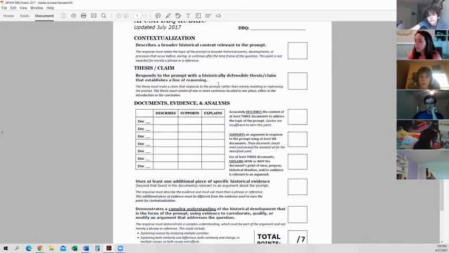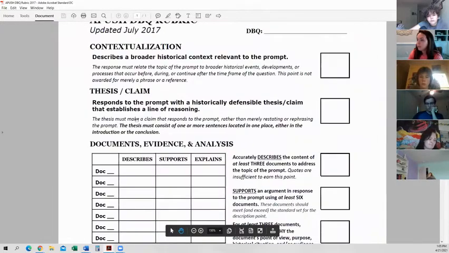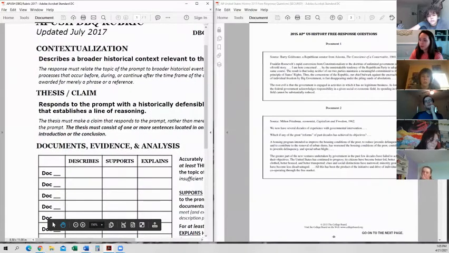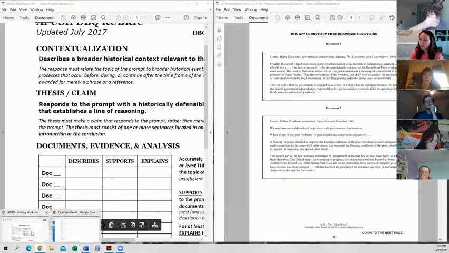The thesis statement, if we zoom back in, thesis must make a claim that responds to the prompt rather than merely restating or rephrasing it. It must consist of one, or that should say two, sentences located in one place, either in the introduction or in the conclusion. It's two sentences though. Like, I've been to the AP reading. I know what they count and what they don't count. It can't be more than that.